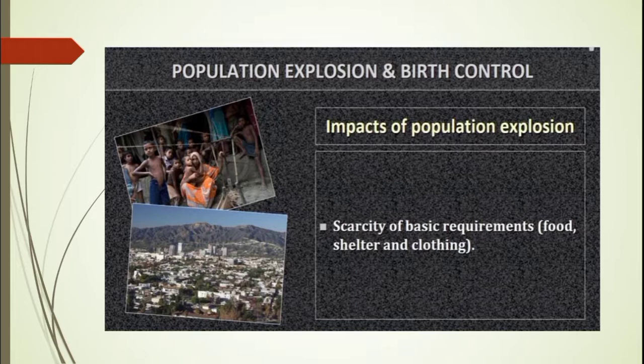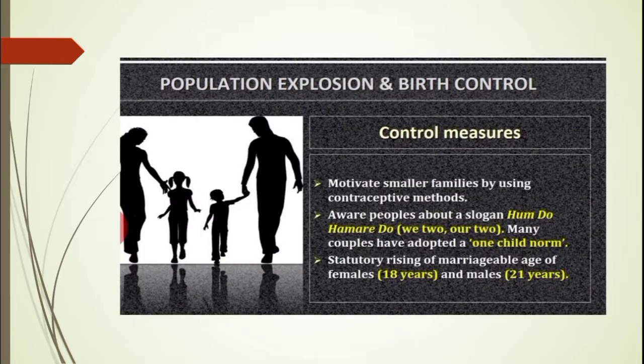Now, if the population increases at a tremendous rate, then there will be scarcity of basic requirements like food, shelter, and clothing, as I've told you earlier. So for that, certain control measures should be followed. There are certain steps which are undertaken by the government to control population growth.